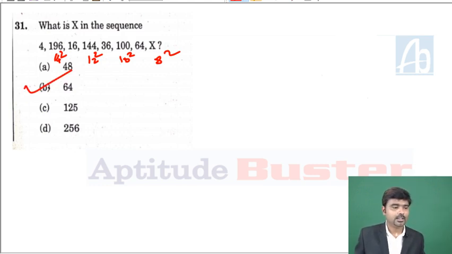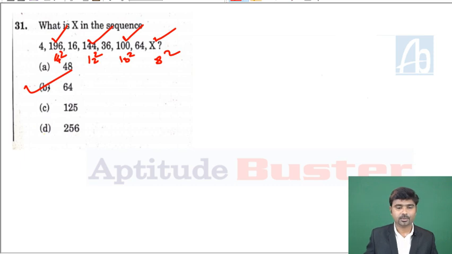Right? This one is 14 square, 12 square, 10 square, then it should be 8 square. Answer 64.